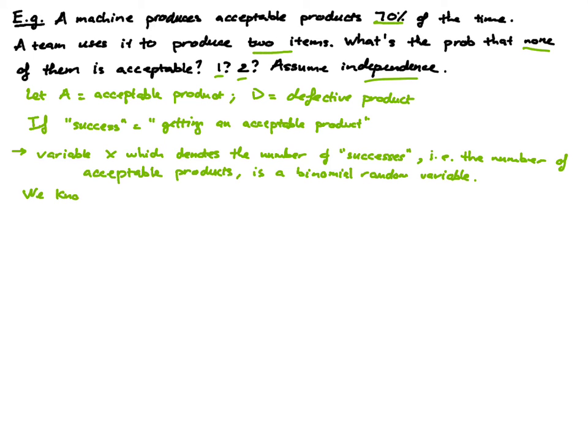So we know that this is a binomial experiment with n equals 2 trials. The probability of success is 70%, which is equal to 0.7. And so we want to find the probability that x is 0, the probability that x is 1, and then the probability that x is 2. Okay.